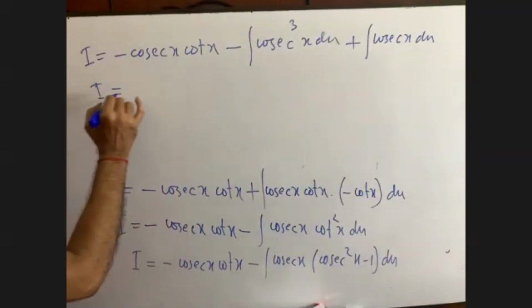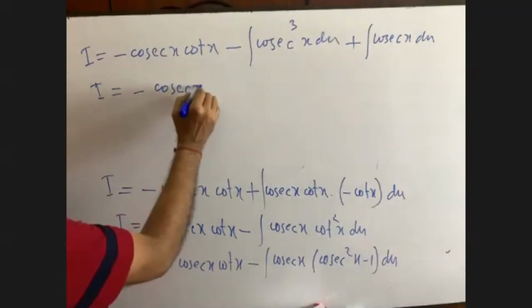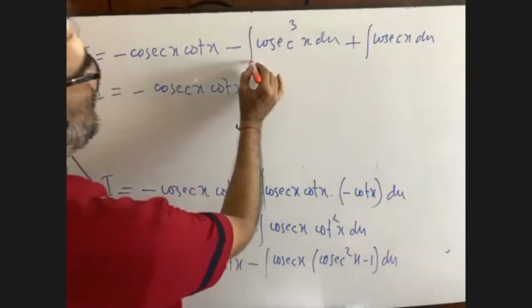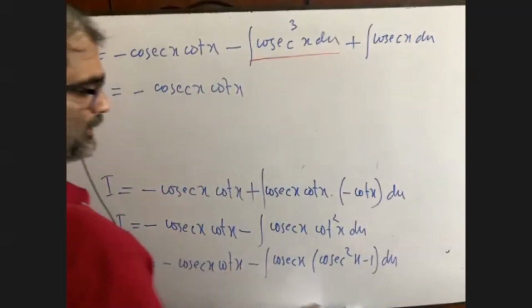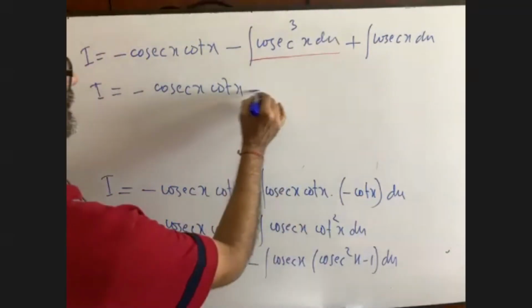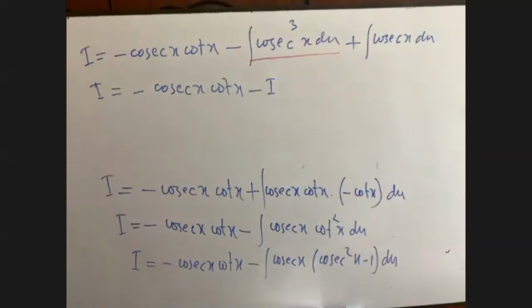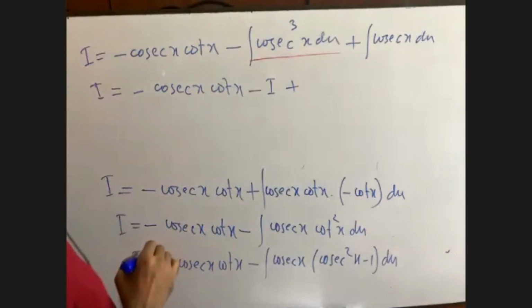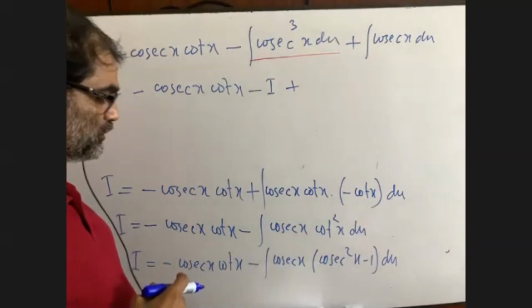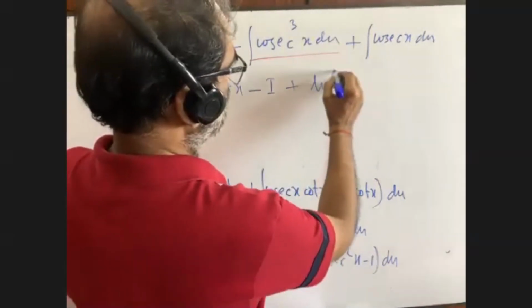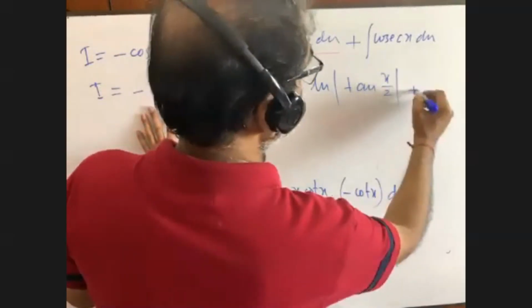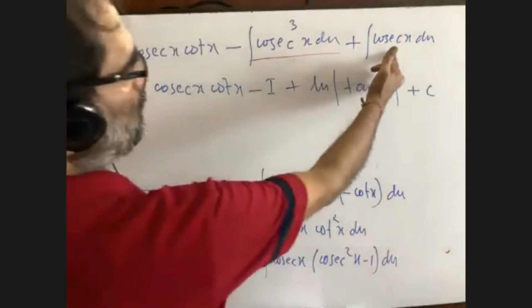That is I is equal to minus cosec x cot x. Now can you please remember what was our math? It is I. It was our initial math. Now please let me know, equals to what? What is the formula? What is the integration of cosec x? That I showed you, you all have forgotten it. Ln tan x by 2 plus c. This is the formula.